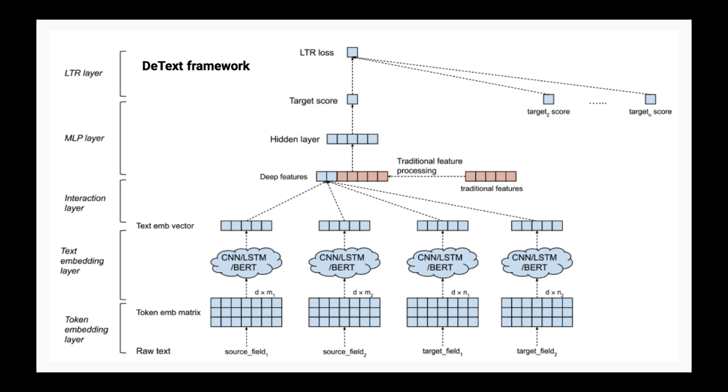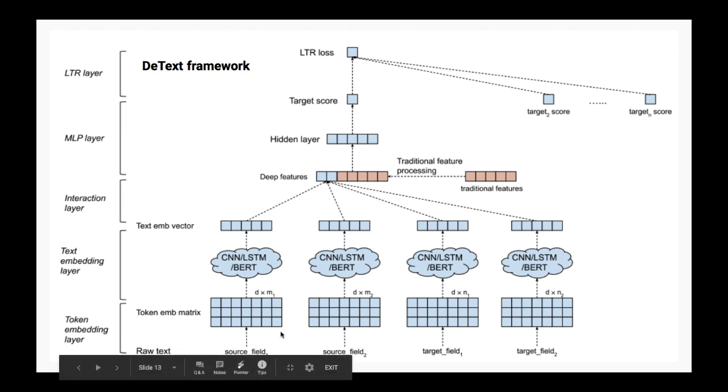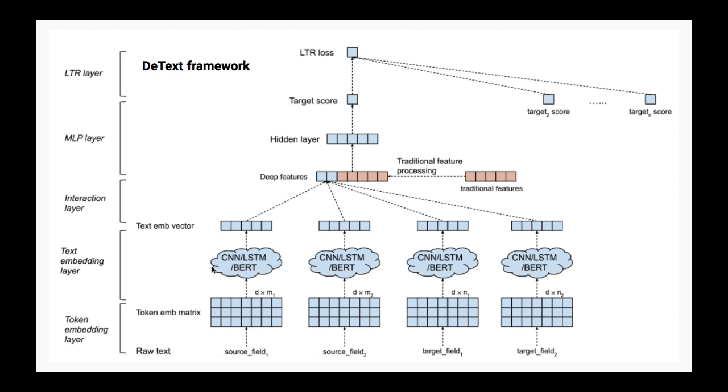Okay, so another is the text embedding layer, right? If it's BERT, it's just these 2 chunks, just the same. But for the text embedding layer, when you are using CNN or LSTM, the main model is CNNs and LSTMs. How many layers you use depends on how sophisticated you want your model to be. And after that, they have the interaction layer. It's the layer that allows you to combine with the traditional features.